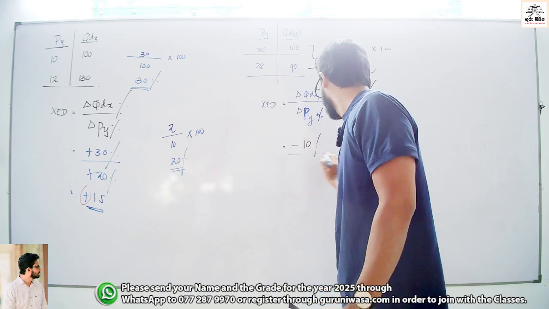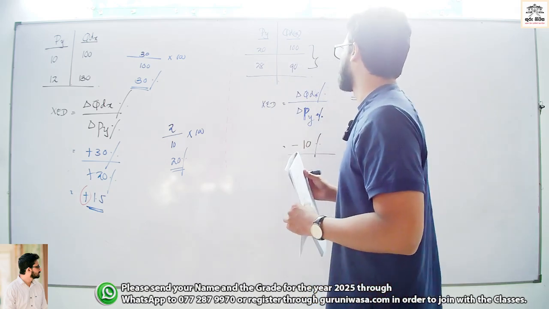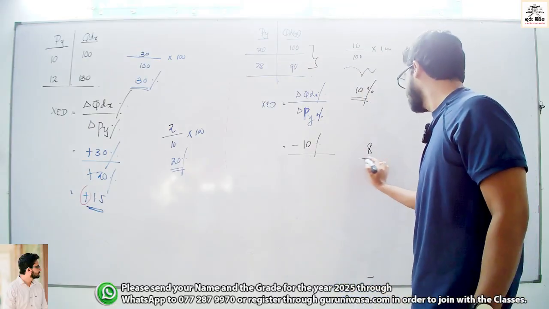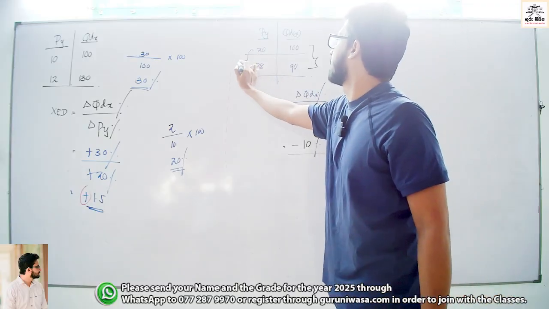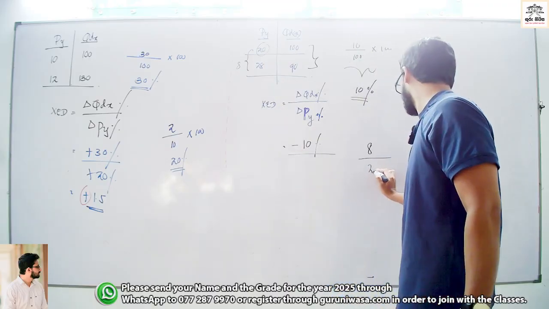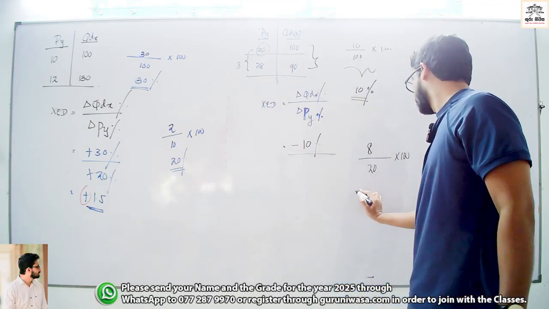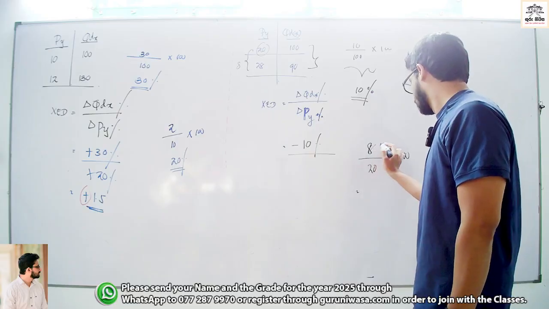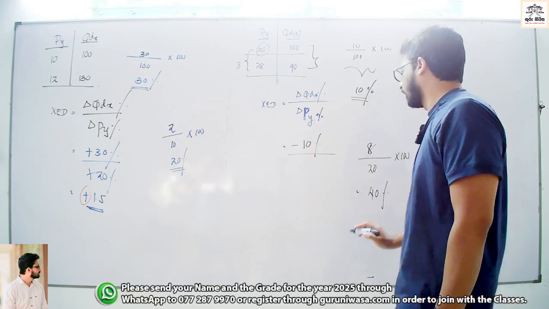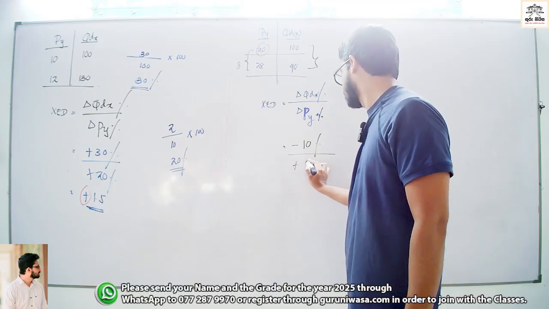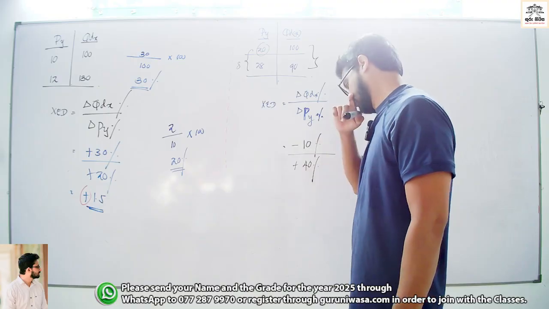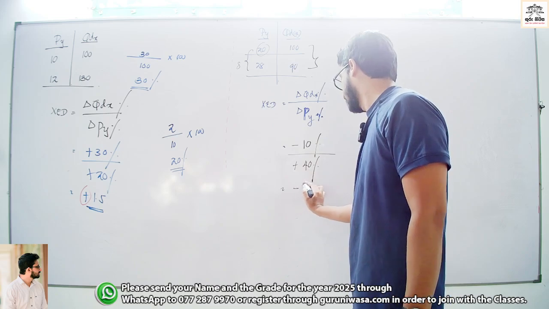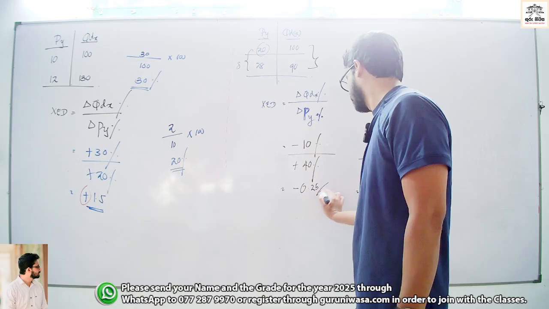Right. Then 10% divided by the percentage change in price. Take the difference between the two prices, which is 8. The original price is 20, into 100. How much is the value? 40%. Okay, is it a positive change or a negative change? Positive, right? Then my final answer should be minus 0.25. Am I correct?